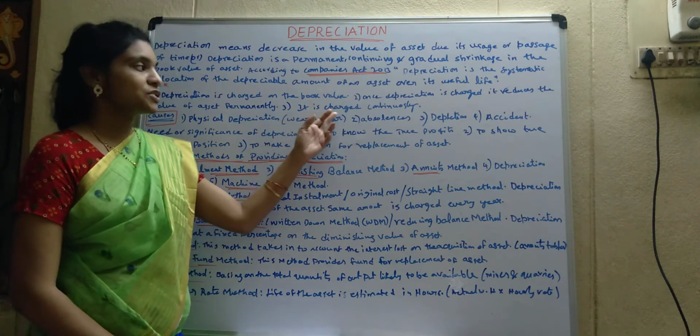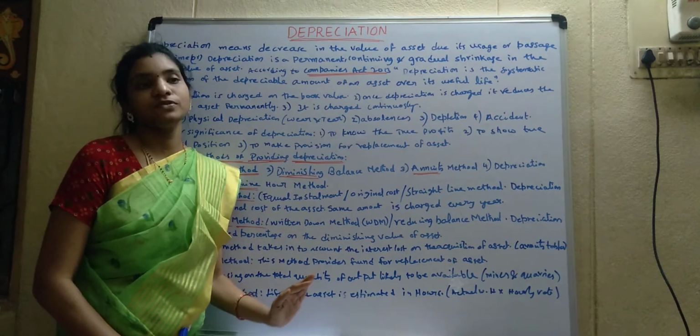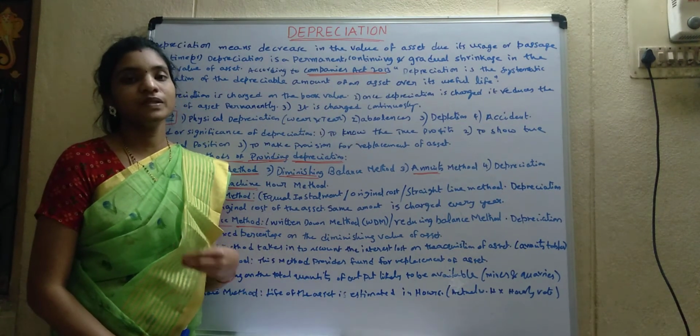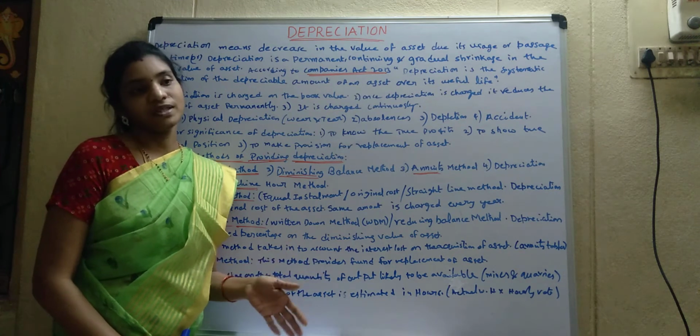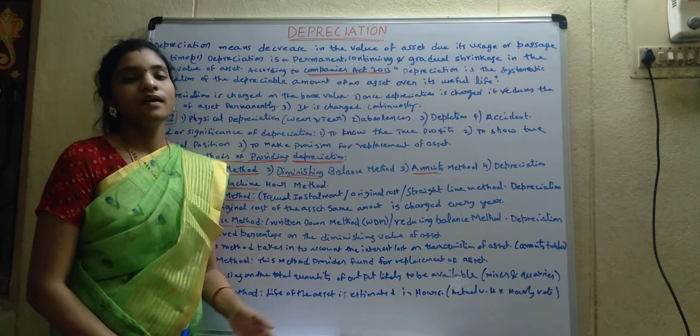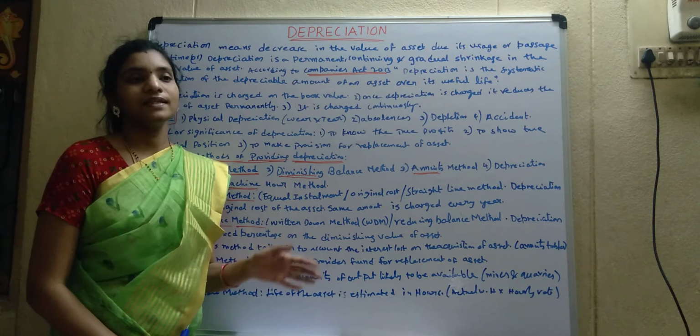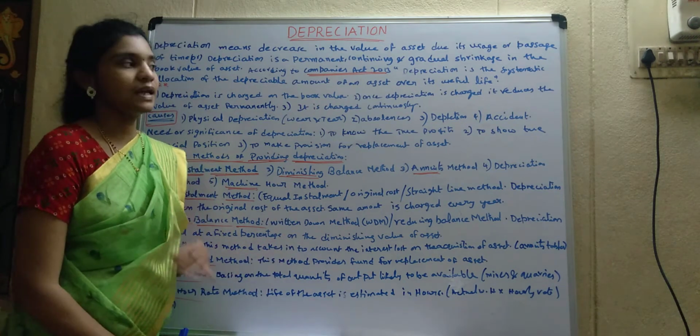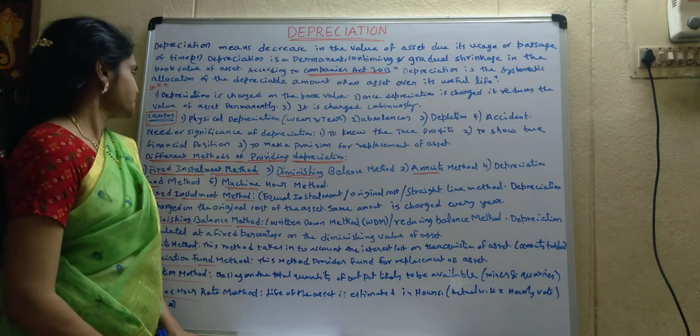And it is charged continuously. If you start charging depreciation this year, you have to charge it in the second year, third year and fourth year, throughout the life period of the asset.